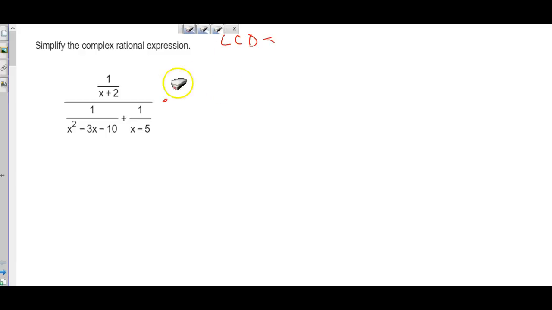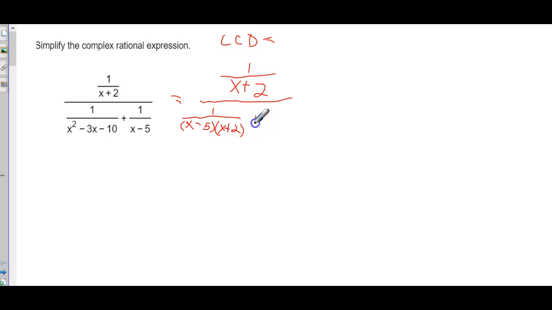Alright, now before we do that, we're going to need to factor this fraction, this denominator right here, to make sure we know what that LCD is going to be. We need the factored form of all the expressions. So we got a 1, and then this down here on the bottom we'll factor to. We need two numbers that multiply to -10 and add to -3. So that's going to be a -5 and a +2.